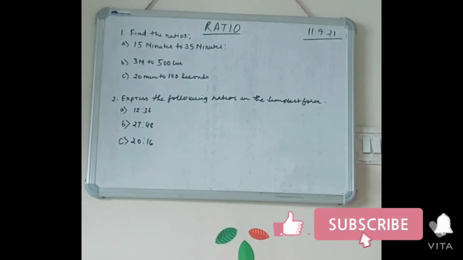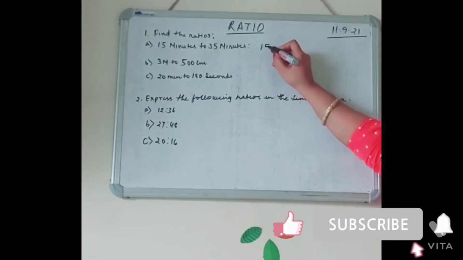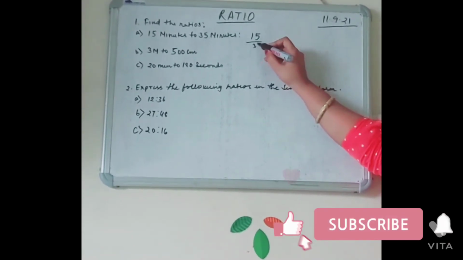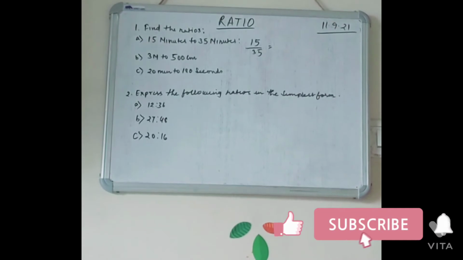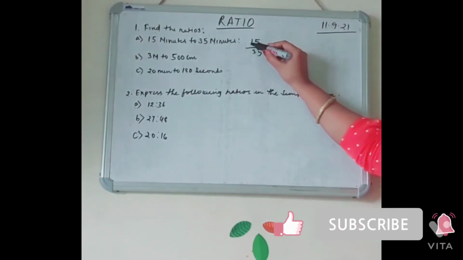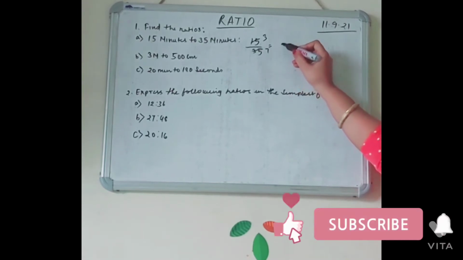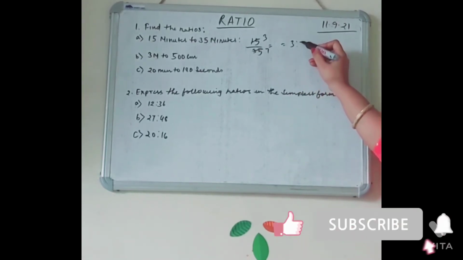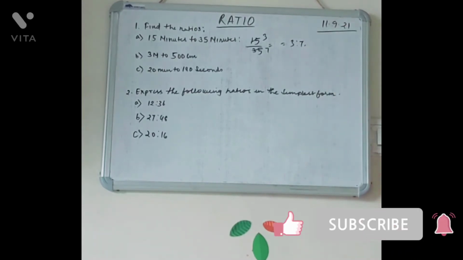Let me start with explaining the first, that is 15 minutes to 35 minutes. What we are going to do is we will divide 15 by 35. We'll put it in a fraction form, and this will be 5 3s are 15, 5 7s are 35, and the ratio is 3:7. And this is the symbol for ratio.